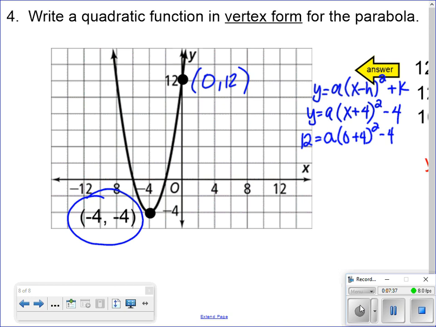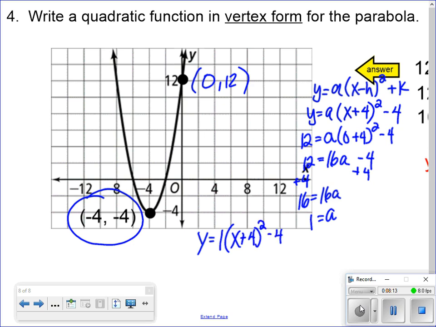Alright, this gives me 12 is equal to 0 plus 4 is 4, and 4 squared is 16. So that'll give me 16a minus 4. I add 4 on both sides. This gives me 16 equals 16a, so a is equal to 1. Now, in all of our examples, a was equal to 1. You still need to check because all of our quadratics are not the same. So this would be 1 times (x plus 4) squared minus 4, or just y equals (x plus 4) squared minus 4 in vertex form.